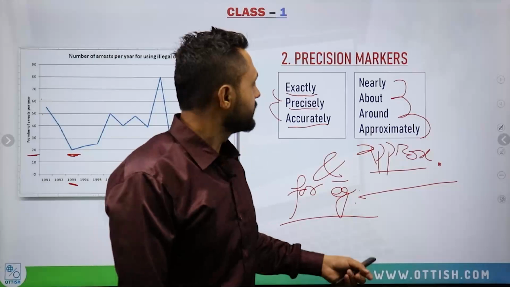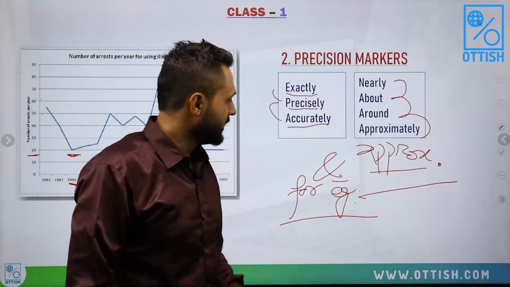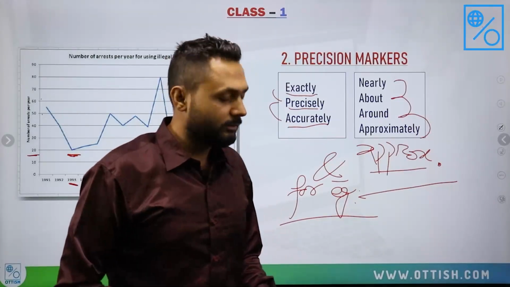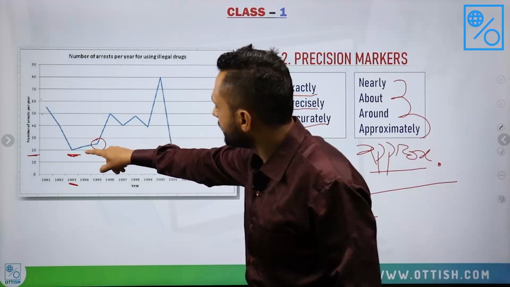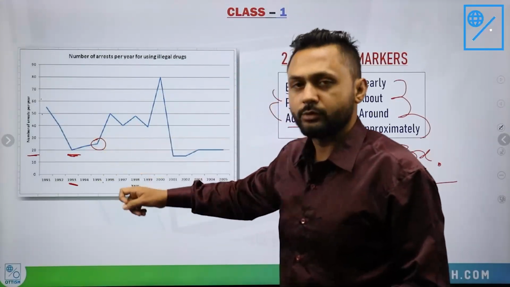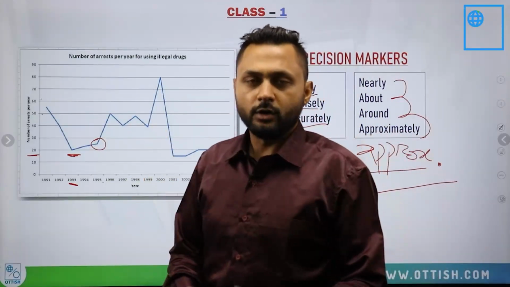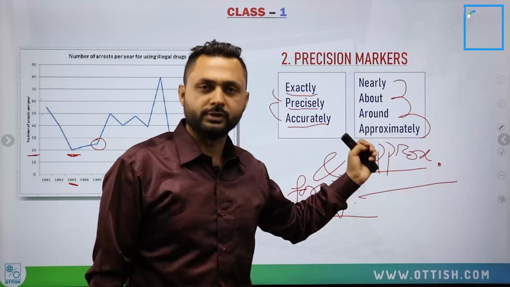Or if you do not want to use the word exactly, then you can write precisely 20, or you can even write accurately 20. Now let's see another case here. Let's talk about this one. In 1995, it is somewhere between 20 and 30. Now you cannot say 25, you must say nearly 25, or approximately 25, about 25, or around 25.